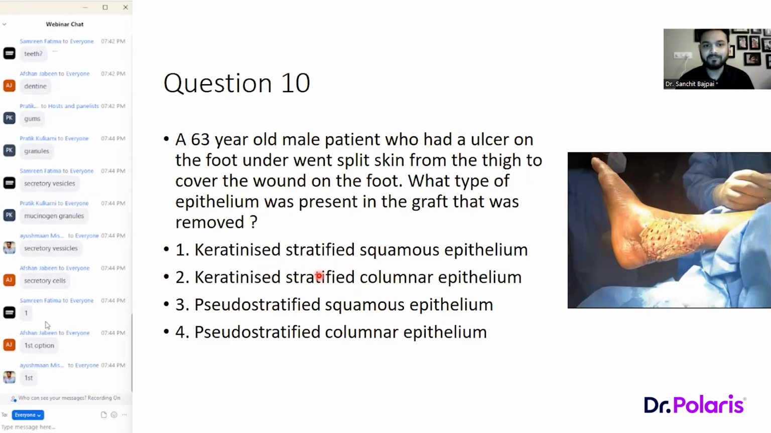So anyone? Keratinized stratified squamous, absolutely right. So now you know why, because it is skin. It has to have a lot of wear and tear.